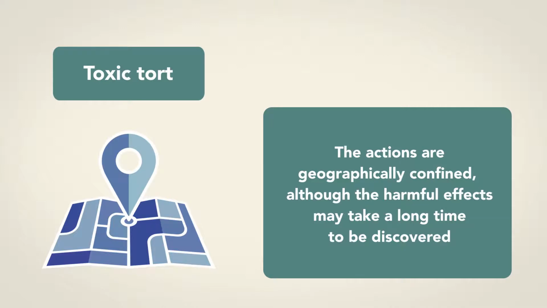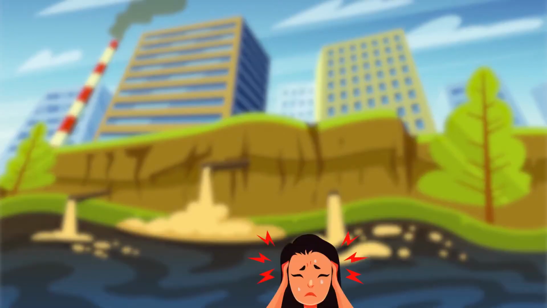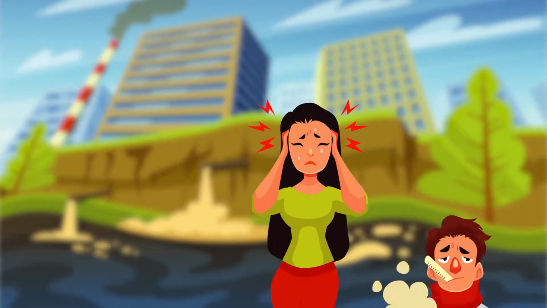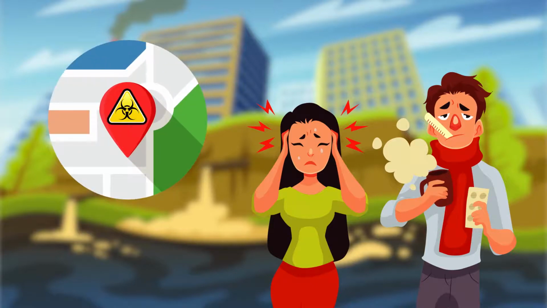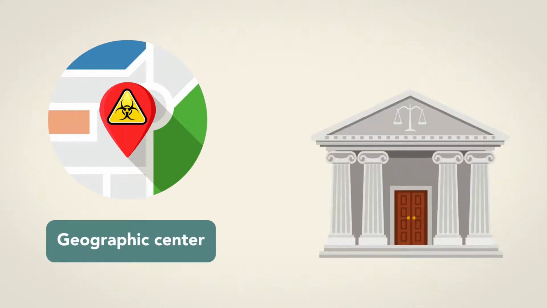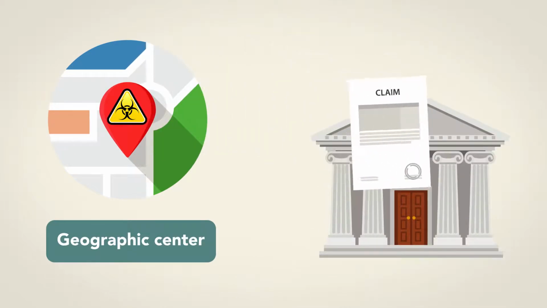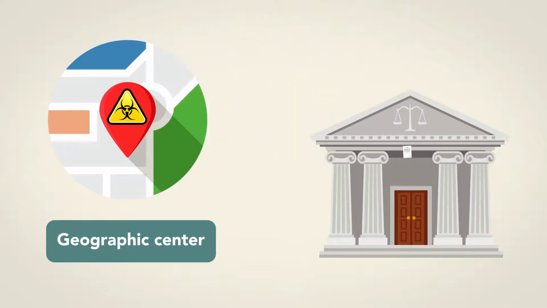An example might be a chemical plant that allows a toxic substance to leak into the local water table. People may get sick a long time later and may continue to get sick, but the toxic event is geographically localized. The toxic tort has a geographic center, and it is likely that all claims arising from that toxic tort will be brought in the same federal district or state court.